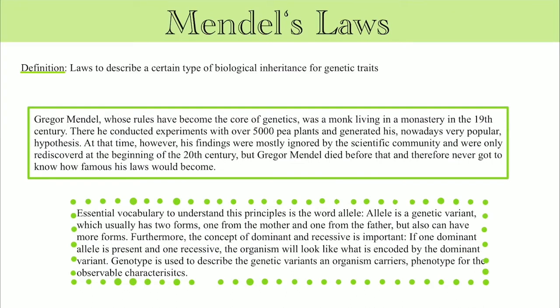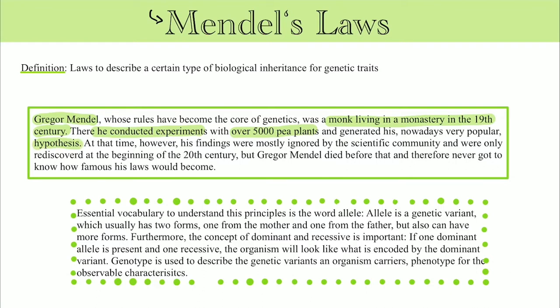Today we're talking about Mendel's laws, which are the foundation of modern genetics. Gregor Mendel was a monk and he lived in a monastery in the 19th century. He conducted a lot of experiments with over 5,000 pea plants and he generated his nowadays very popular hypothesis.